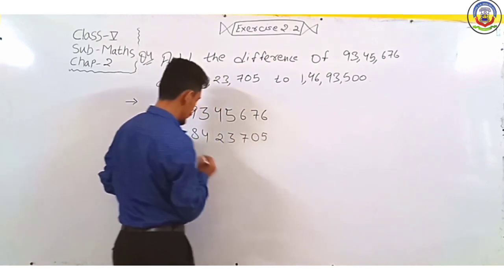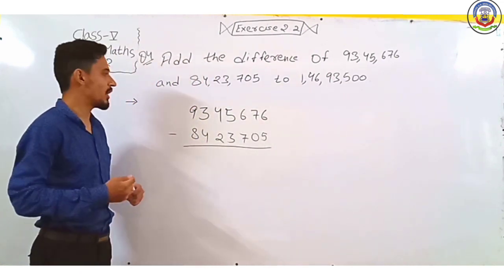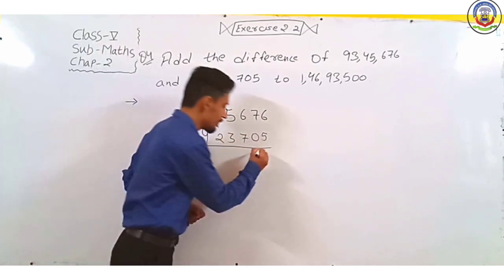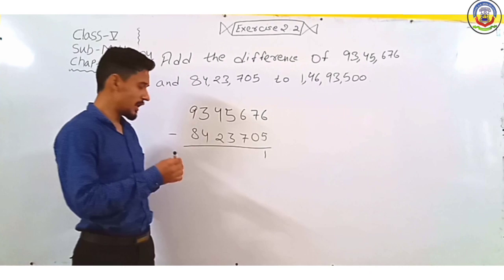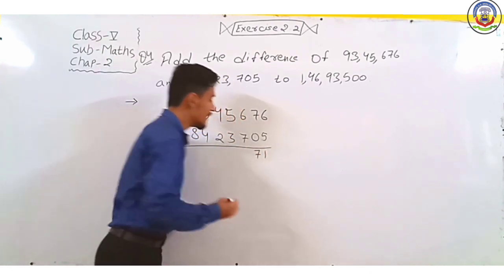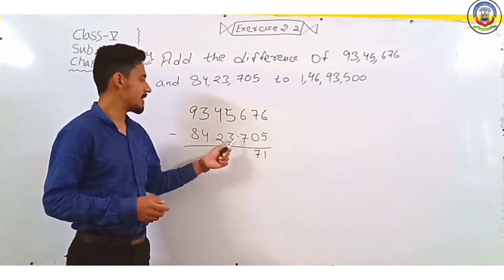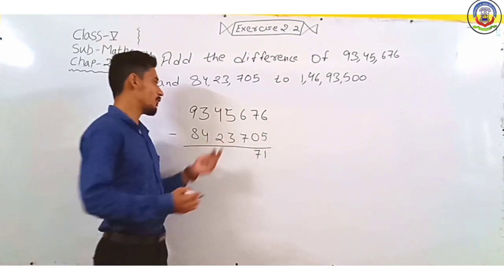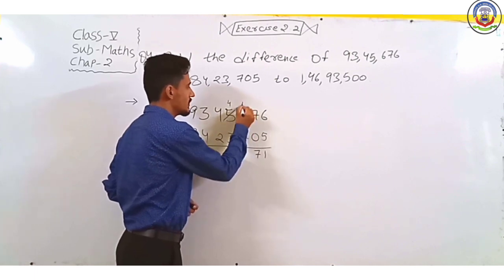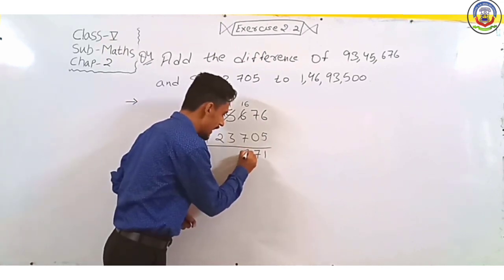84,23,705. So as we know, we have to start from rightmost when we do subtraction. So at rightmost we have 6 subtract 5, so we get 1. Next we have 7 subtract 0, so we get 7. Next we have 6 subtract 7, so that we know 7 is greater than 6, so we have to borrow from another column. This become 6 and this become 16. Next 16 subtract 7 is 9.